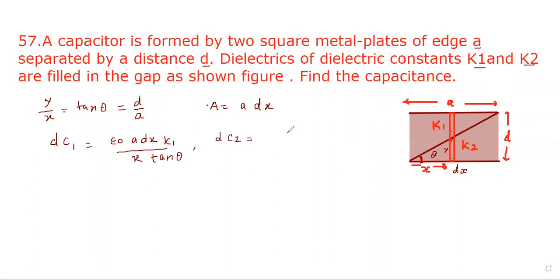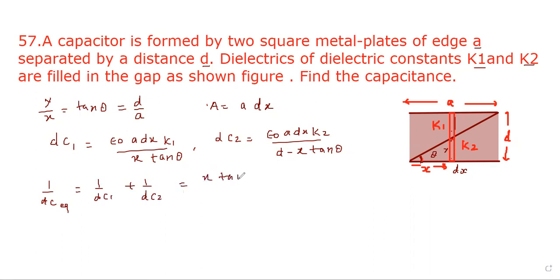Similarly, dC2 will be equal to epsilon naught A dx times K2 divided by this length, which will be D minus y, that is D minus x tan theta. Now, these two capacitances are connected in series, so we can find the equivalent. So 1 upon dC equivalent will be equal to 1 upon dC1 plus 1 upon dC2. We put the values: x tan theta divided by epsilon naught A dx times K1 plus D minus x tan theta divided by epsilon naught A dx times K2.